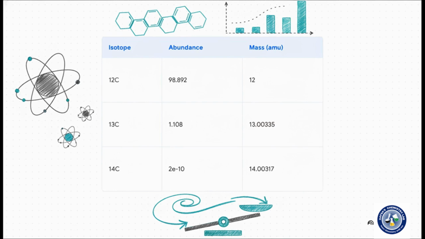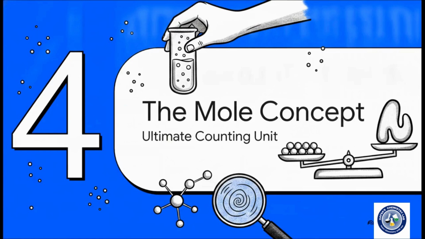So, to get the atomic mass we actually use on a daily basis, we have to calculate the average atomic mass, factoring in the natural abundance of all these different isotopes. Section 4. Mastering the mole concept, the ultimate counting unit.